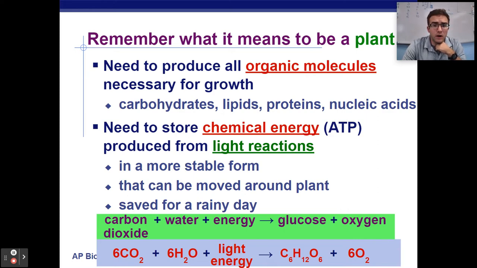So why do plants go through the trouble of converting the ATP into glucose, or putting the energy in glucose? The thing is that ATP isn't very stable, or it's not as stable as glucose. Glucose is a lot more stable. We can move it around the plant, we can store it for a long period of time, and then use it when we need it. So that's why we're making the glucose.